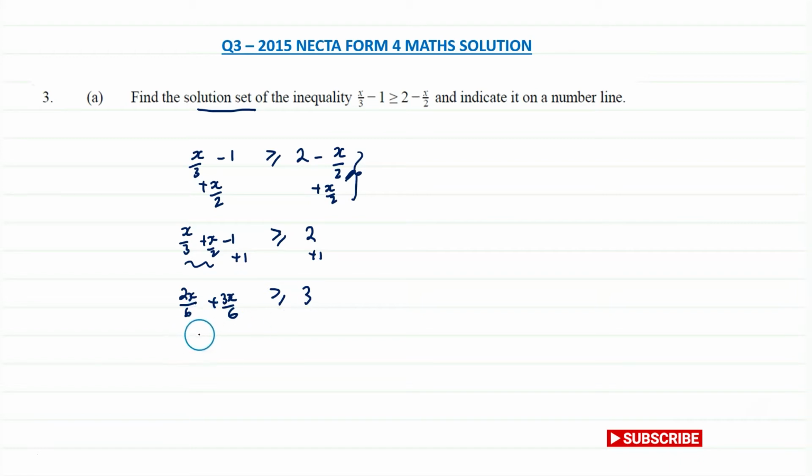Okay, so 2x plus 3x, they are like terms. That means I can add them. So that's going to give me 5x over 6 greater or equal to 3.